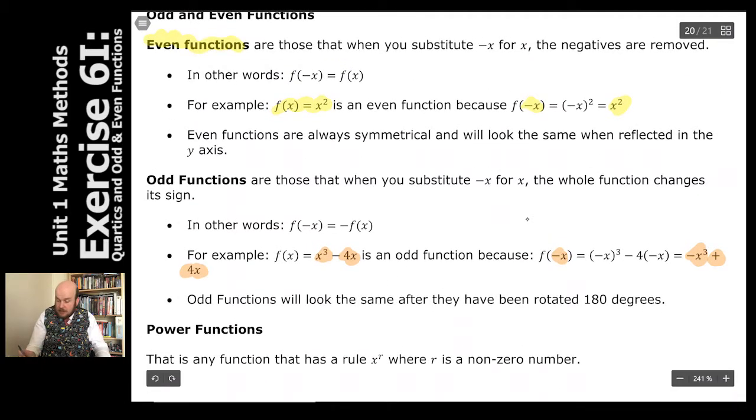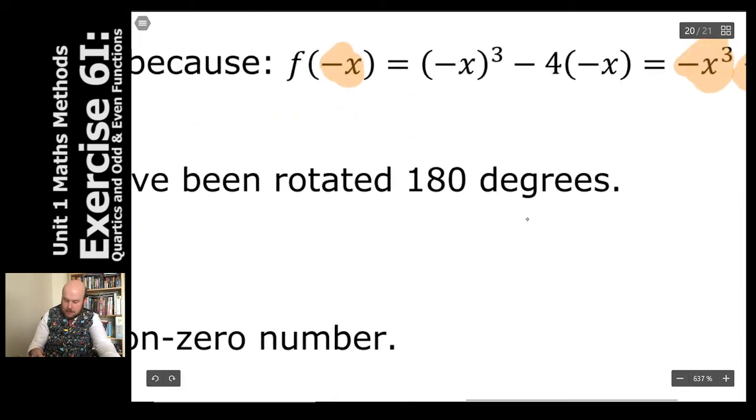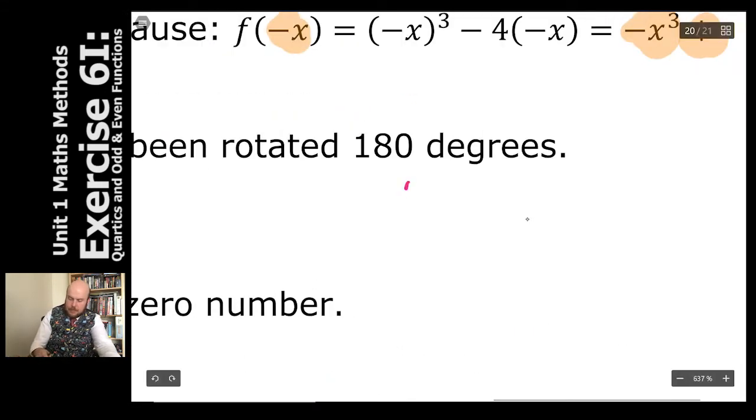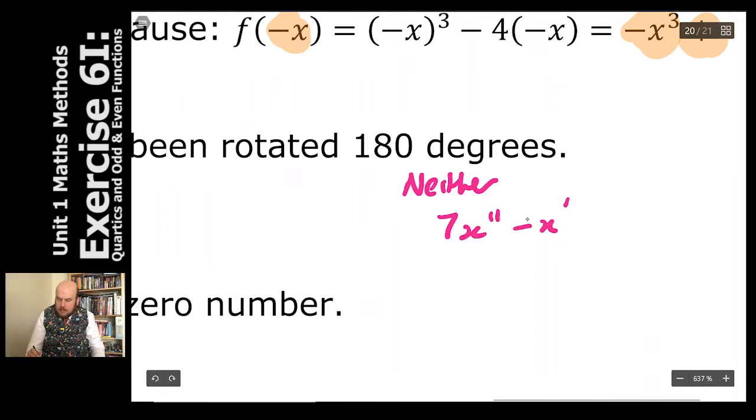Something that would be neither, if you wanted to find an example, would be something along the lines of, let's go, 7x to the power of 11 minus x to the power of 4 plus 2x, just as an example. So let's substitute x with negative x.